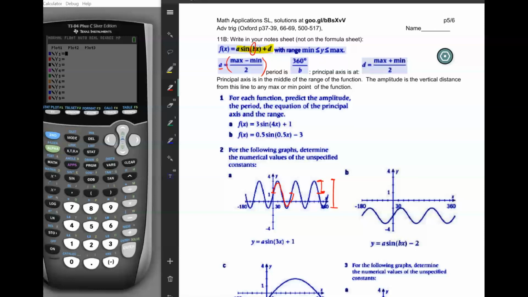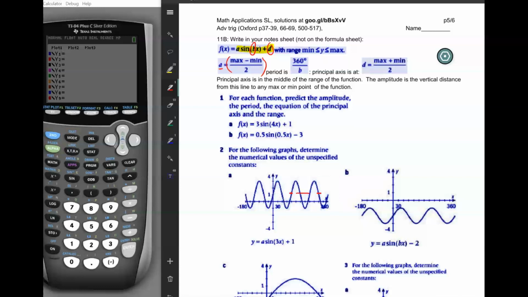And then d is the middle height. So how high is the middle of the function? When you look at a trig function, you can see the waves, and you can kind of see where the middle of the wave is. That height is the d value.